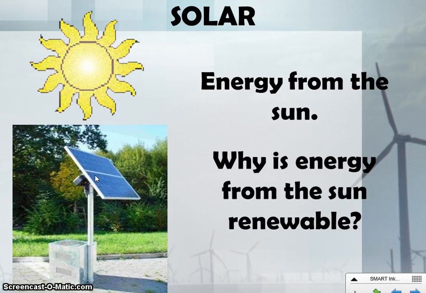Why is this energy renewable? Well, every day the sun comes out, we get more energy. Just as fast as we use it up, we can restore it every day. It doesn't take millions of years to replenish it. It only takes the next day. You've got the sun's energy coming in again, and you can use it immediately.